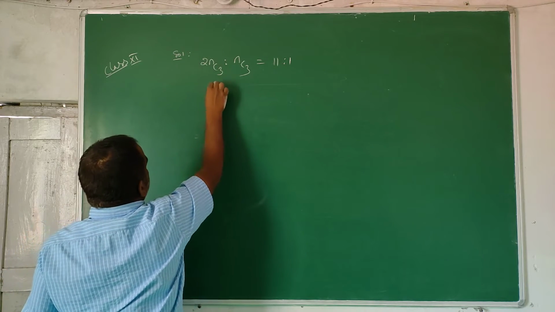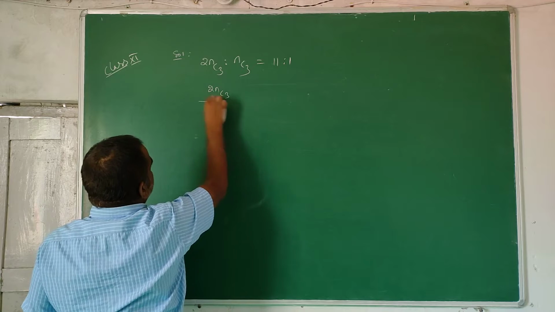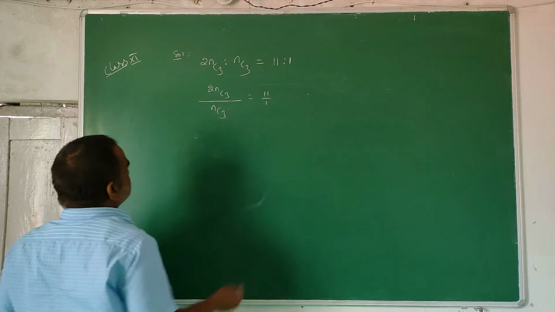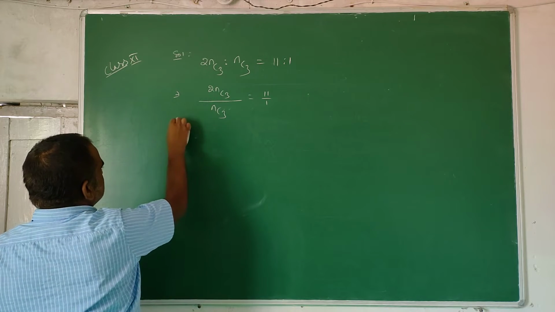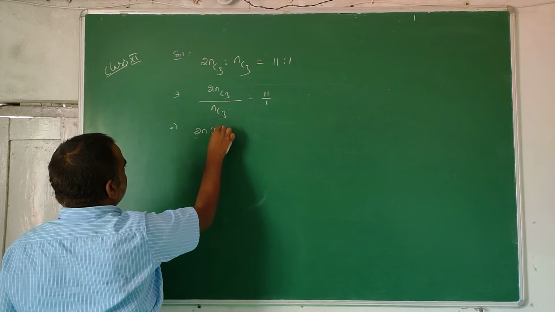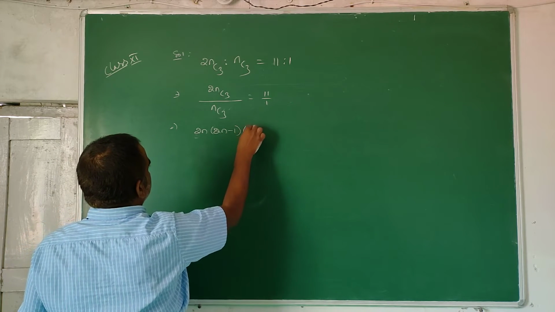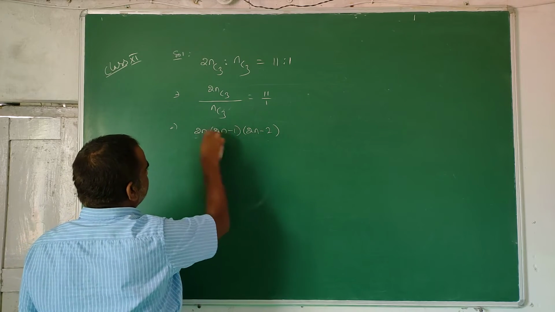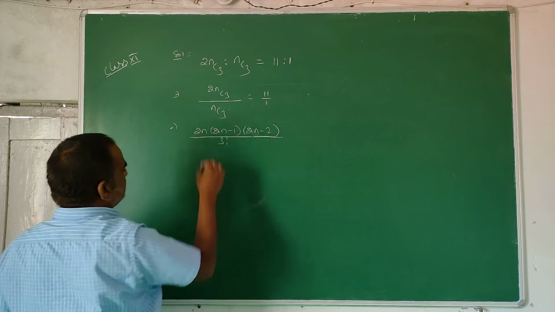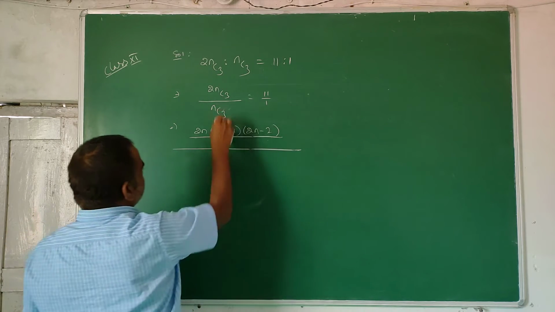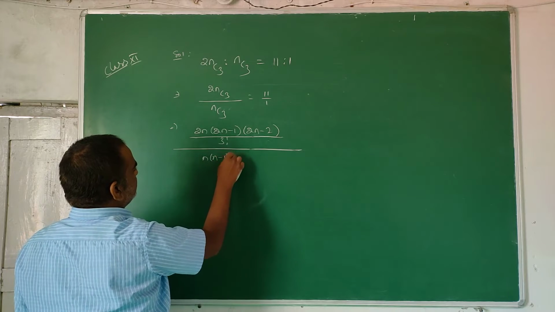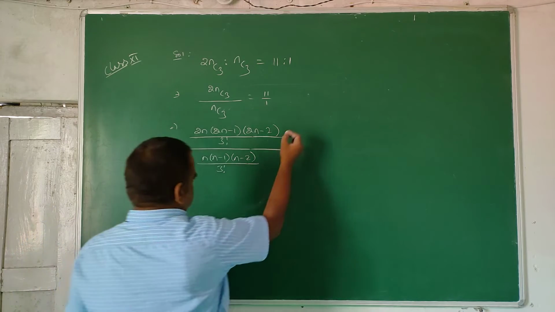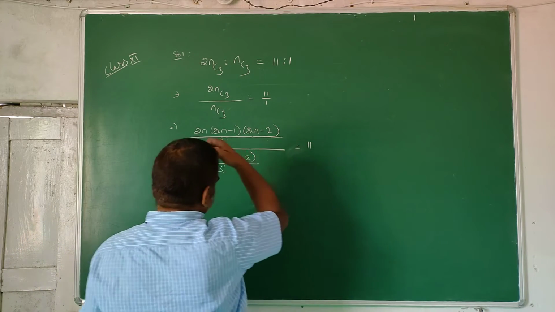So now 2nC3 by nC3 is equal to 11 by 1. 2nC3 means 2n into 2n minus 1 into 2n minus 2, so 3 factors, divided by 3 factorial. Again, nC3 means n into n minus 1 into n minus 2 by 3 factorial, is equal to 11 by 1.